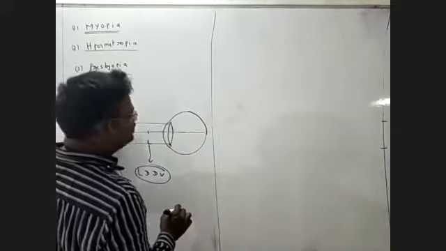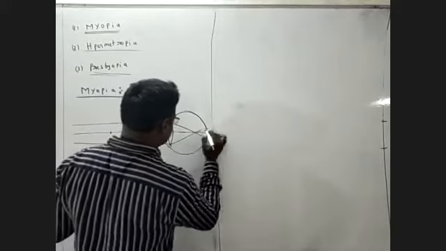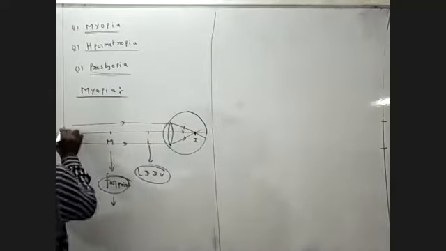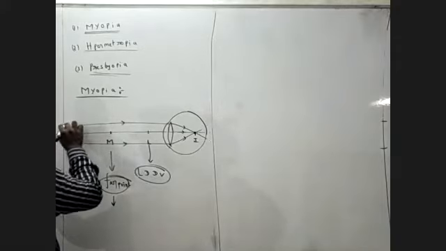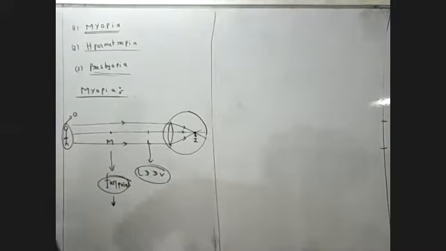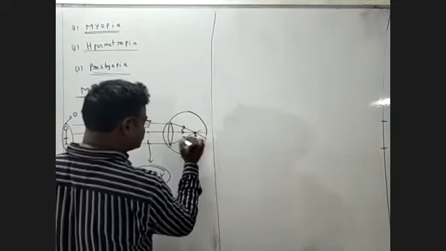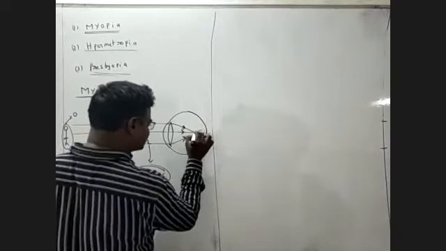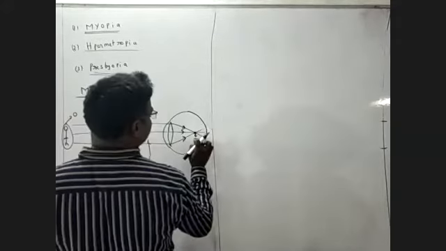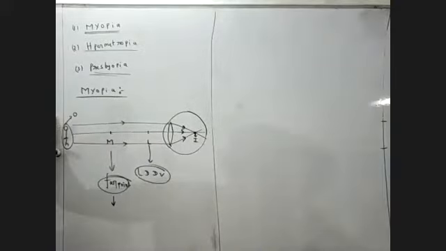The light rays coming from infinity fall on the lens, converge and refract, and meet at this point. The image forms here. This is the object and this is the image. Refracted ray 1, refracted ray 2, refracted ray 3 meet at this point, and the image is formed at this point. The object is placed at infinity.